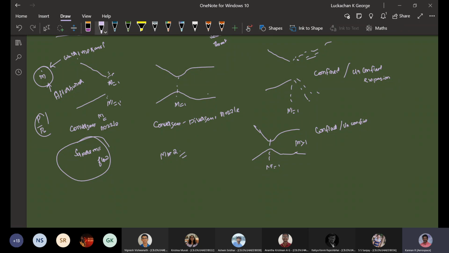See, then you can ask me, how in the divergent portion is your Mach number 1 further expanding to supersonic? How is that happening, sir? That is by the area-Mach number relation. How is the area-Mach number relation helping?